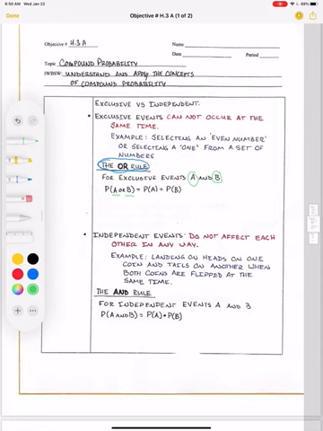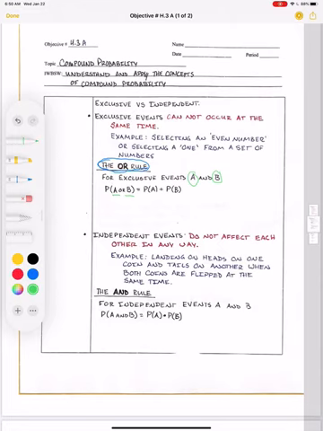Independent events do not affect each other in any way. So you can do them at the same time because they have no pull on each other. So for example, landing on heads on one coin and tails on another when both coins are flipped at the same time. So if you're flipping 2 coins, it doesn't matter what you get on the first coin. The second coin still has a 50-50 chance of landing on either heads or tails. So these are independent events because the 2 coins don't affect each other's outcomes.